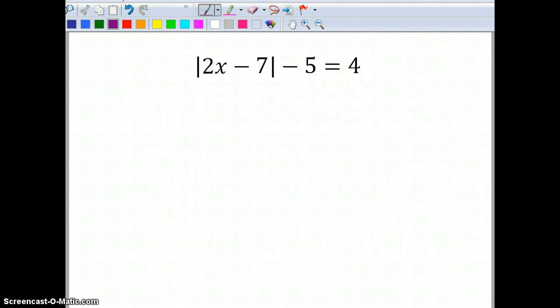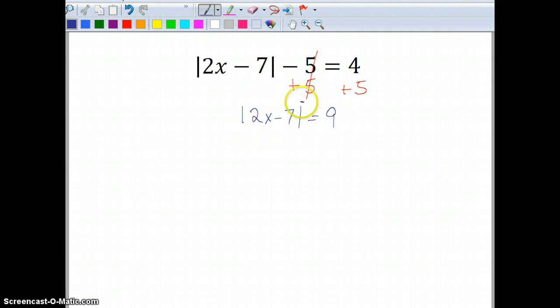Now another thing that's going to happen is our equations are going to get a little more complicated. So we're going to do the same thing, but the first thing we want to do is make sure that we have the absolute value bars all by themselves. So the first thing, we're going to add 5 to both sides. So then we have the absolute value of 2x minus 7 is equal to 9.